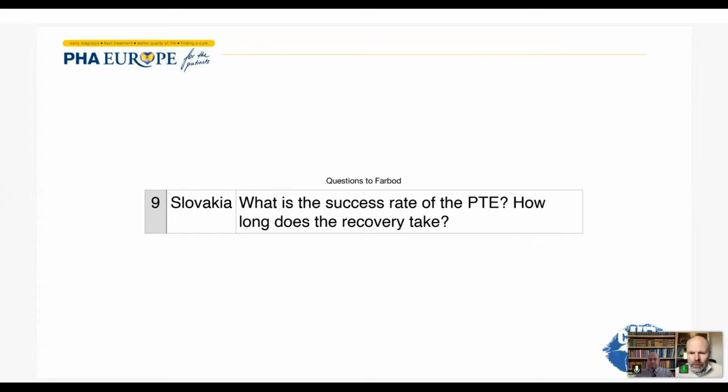From Slovakia, what is the success rate of PTE? How long does it take? How long does the recovery take? Let me answer the second part first.